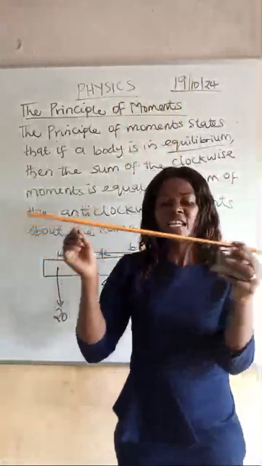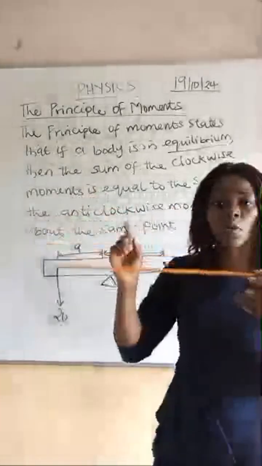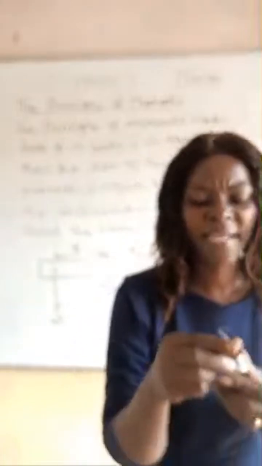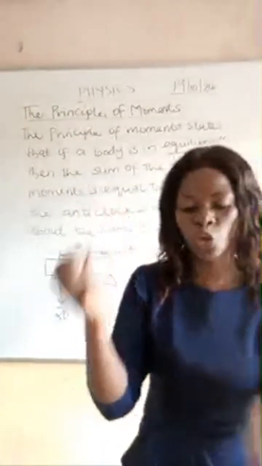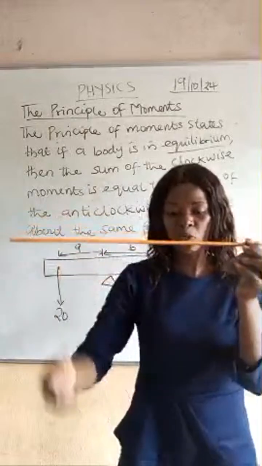Okay, then the sum of the clockwise moments must be equal to the sum of the anti-clockwise moments. Now, what do I mean by that? I have a set of masses I want to show you. These are the set of masses. If this is balanced at 50, let's assume it's balanced because it's supposed to balance.